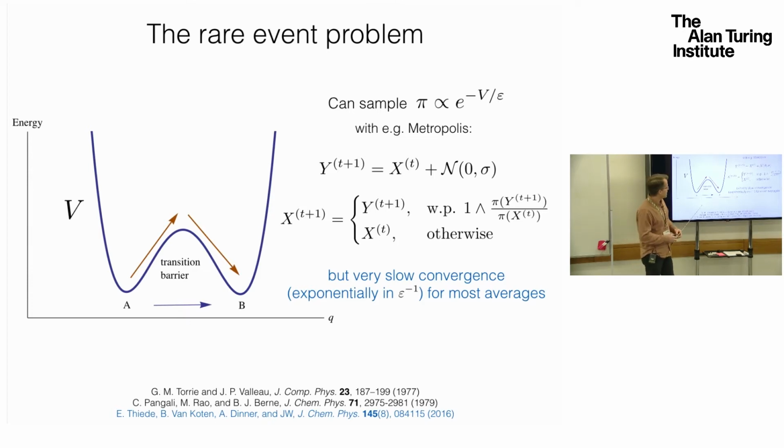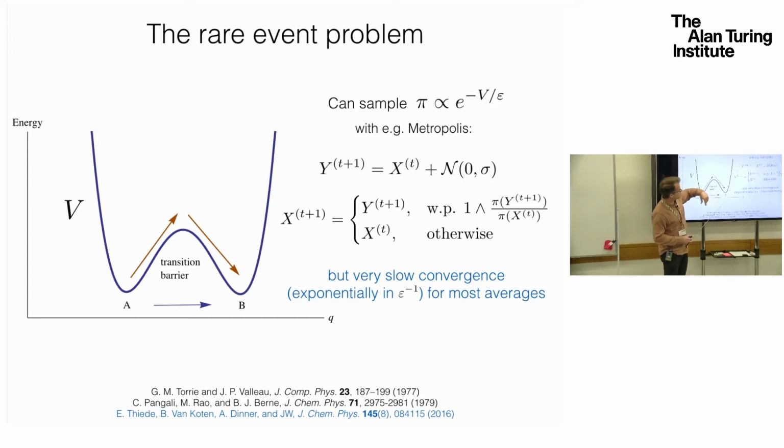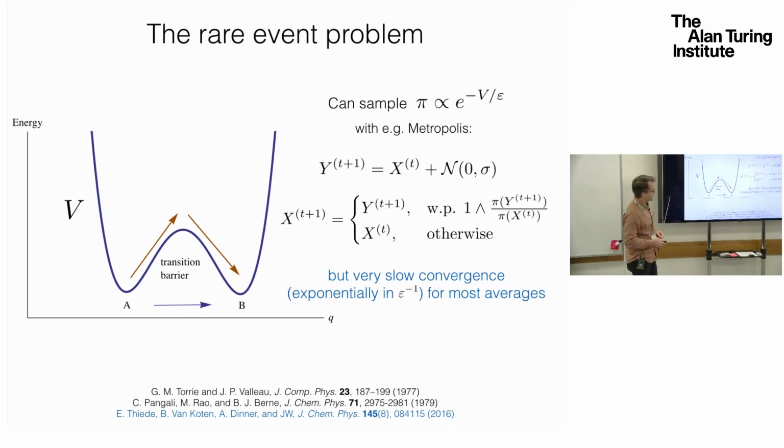Hopefully it feels about right that as epsilon goes to 0, the peaks, the two modes in pi, become sharp and tall. And it takes a really long time for this Markov process to jump from one to the other. And of course, if I haven't seen a jump from one to the other, I can't compute an average accurately if that average depends on, for example, seeing both basins. OK? So that's kind of the basic problem in the simplest version.